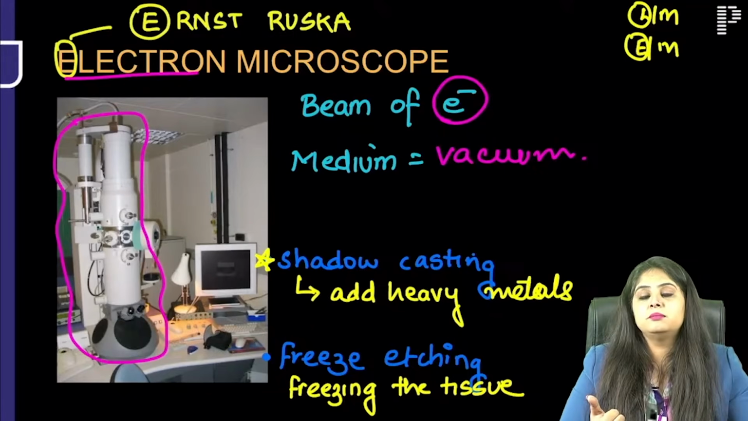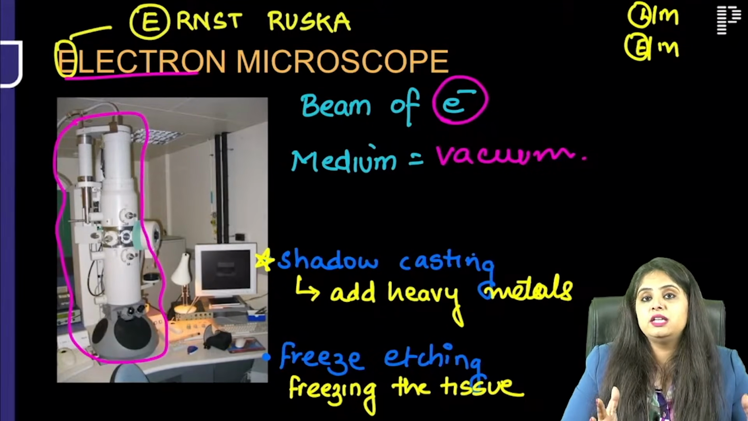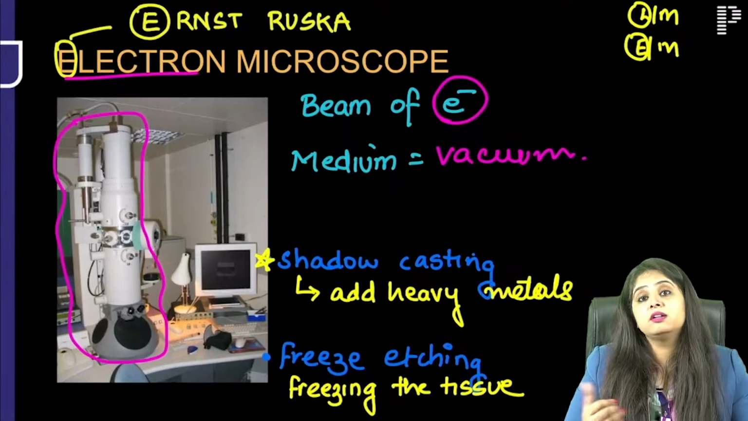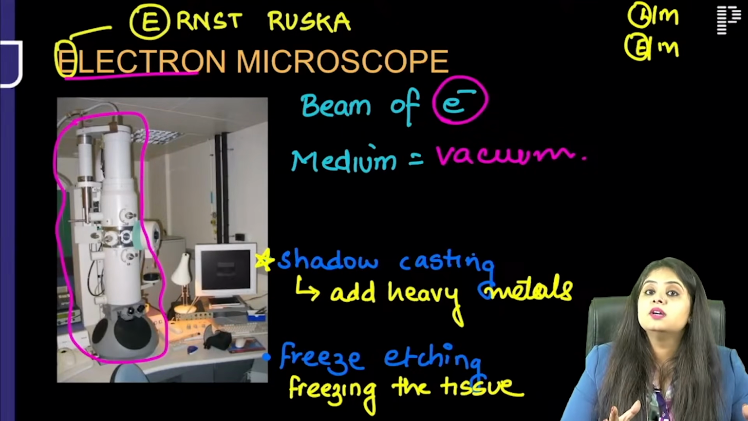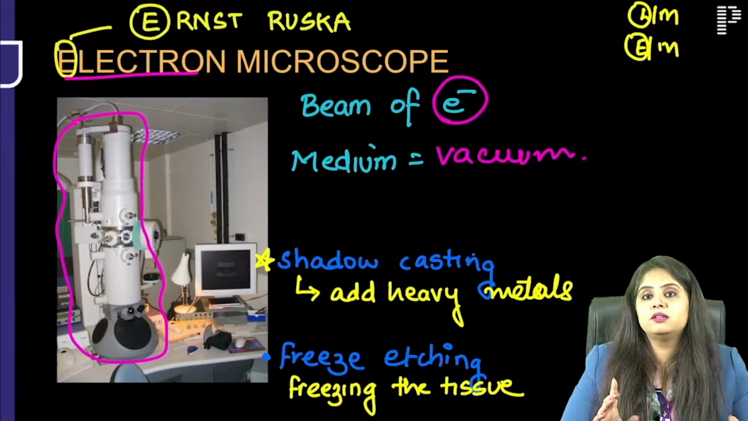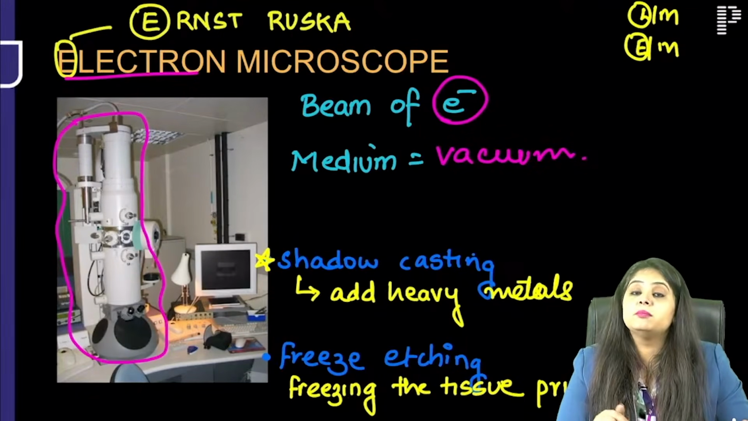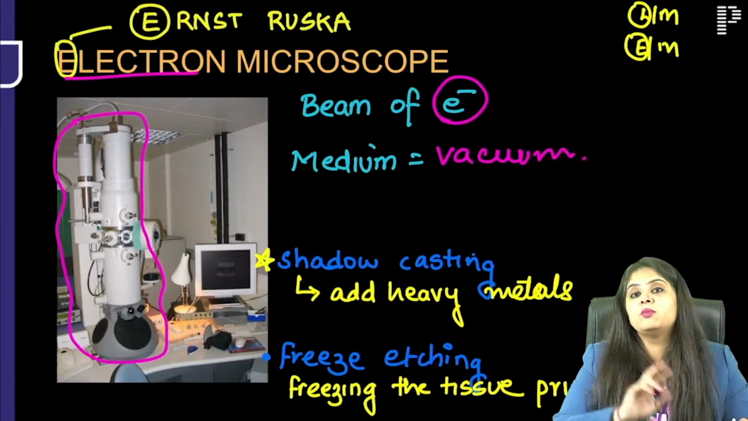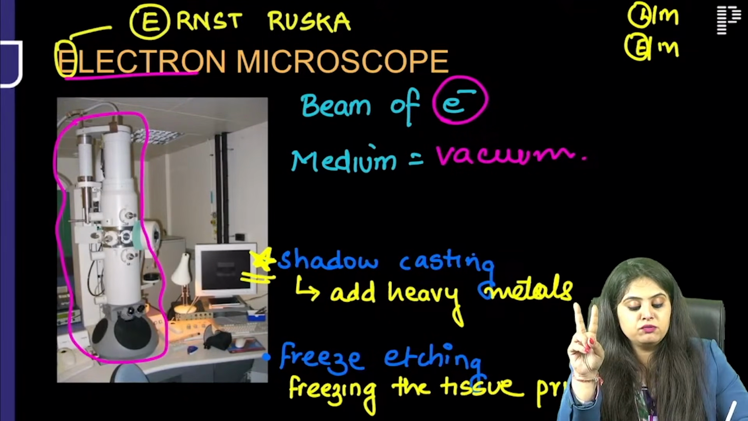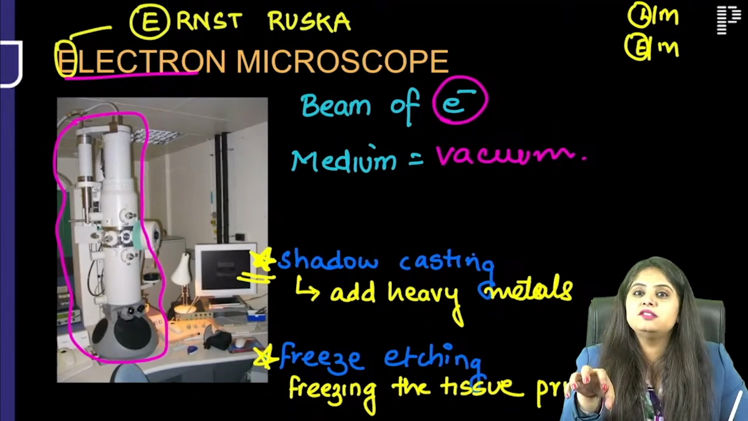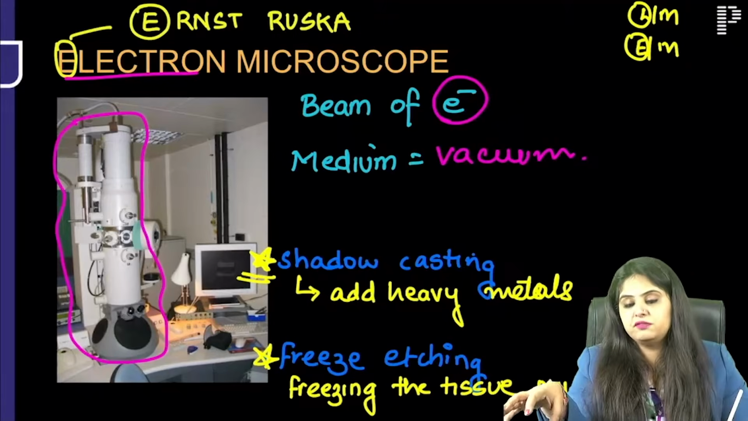Because the metabolism, whatever cellular degradation has to happen, will not happen because of the very low temperature. Secondly, the body parts start shrinking. That is what you are doing here also. You are trying to shrink the tissue, but not as much as the resin was doing. You are still shrinking the tissue, but only so much that you can look at it under the microscope. So you are freezing the tissue prior to looking at it under the electron microscope, and that is known as freeze etching. Now we have two techniques. For black and white photos, we add heavy metals, that is known as shadow casting. Second, instead of resin, we prefer to freeze the tissue. That is a better result, and that is known as freeze etching.